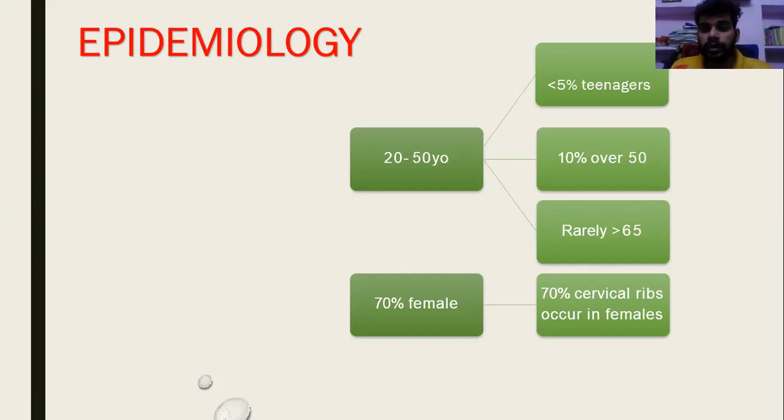Or the cervical rib present in females. The cervical rib is an extra rib that is present in women and increases the chances of thoracic outlet syndrome.